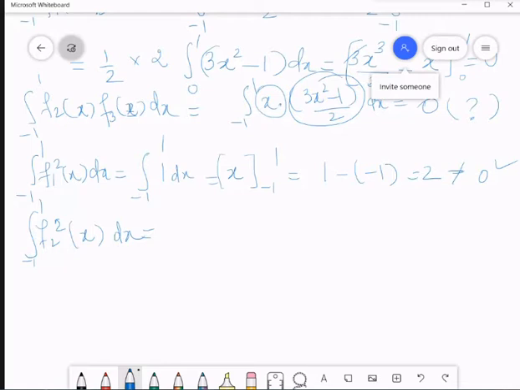Now, who will give me the values? 2 by 3. Very good, correct. This turns out to be 2 by 3. Now F3 square, it will take a little bit of time. Try this.